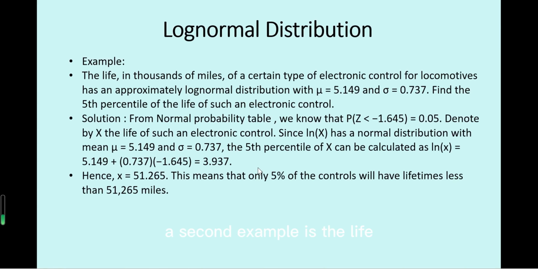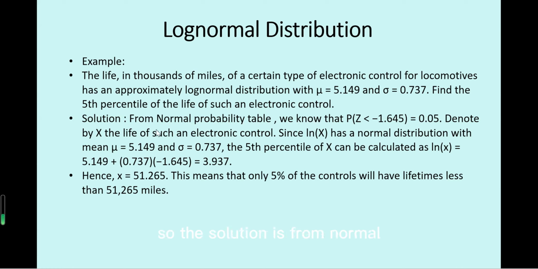The second example is that the life, in thousands of miles, of a certain type of electronic control for locomotives has an approximately log-normal distribution with mu 5.149 and sigma 0.737. The question is, find the 5th percentile of the life of such an electronic control.